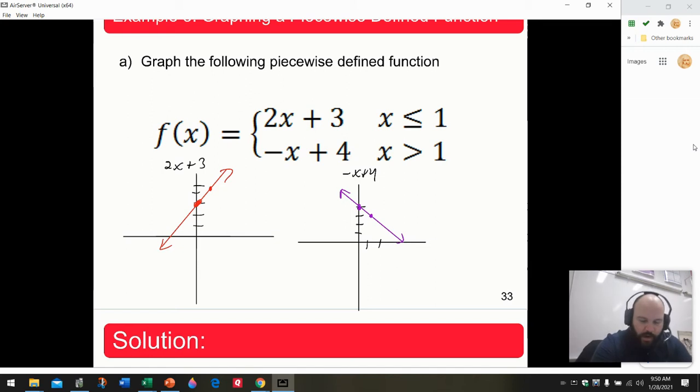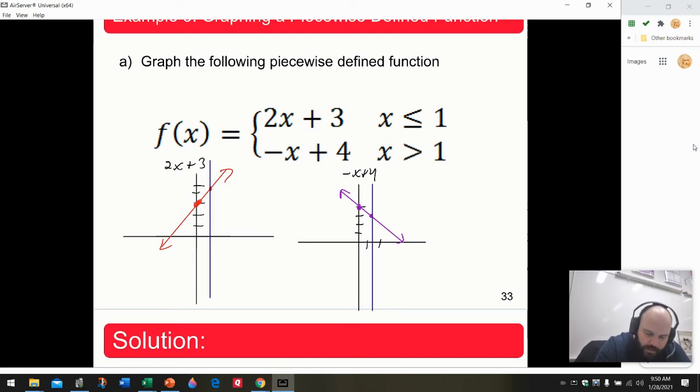Now, I've got these two graphs, and these two graphs are each of the graphs separately. But what we need to do is cut these in half, and we're going to cut them based on what these functions say. So we're going to cut these right down through 1 right here. And then I'm going to cut these right down through 1.